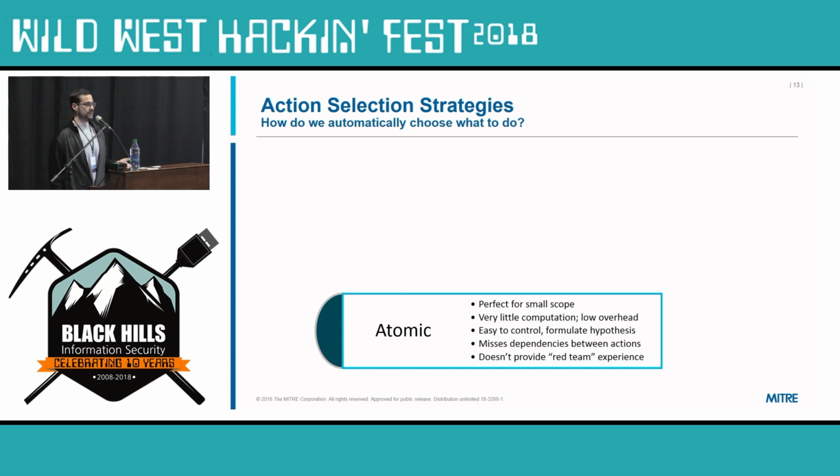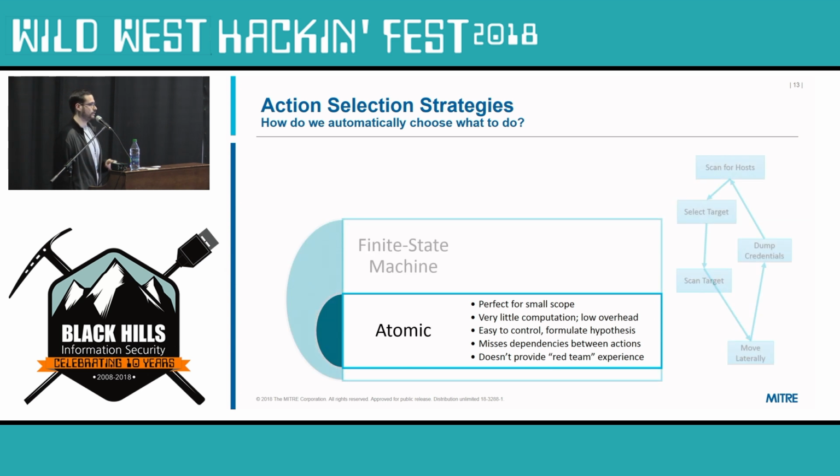Now, the last big thing as part of an automated offensive test is the action selection strategy. And at kind of the bottom level, you have an atomic selection strategy where you just say, go execute this technique, go execute this technique, go execute this technique. It's very straightforward. There's very little computation. It is low overhead. It's easy to control and formulate a hypothesis, but it will miss dependencies between the actions, and it doesn't really provide a full red team experience where you're chaining things together.